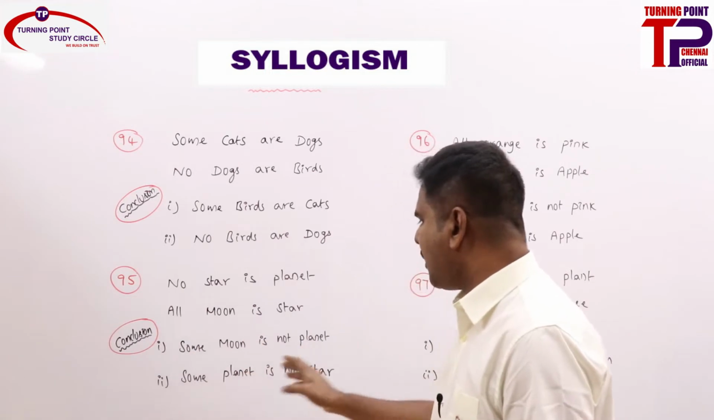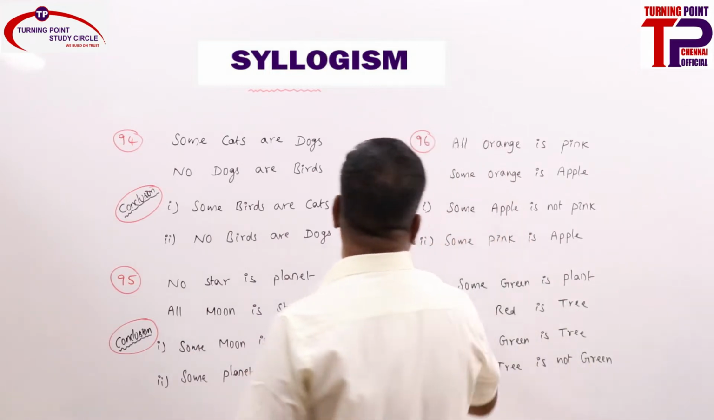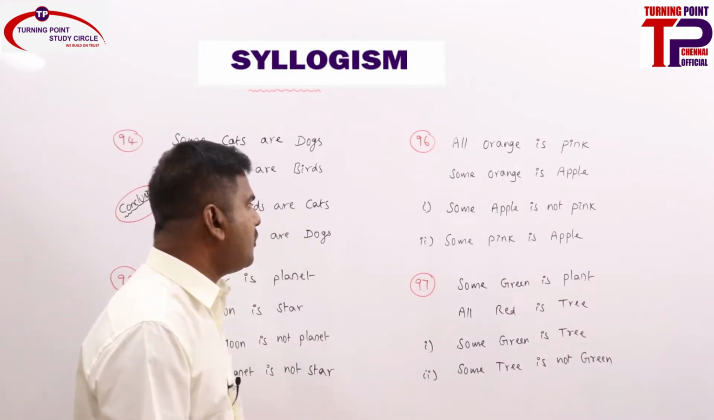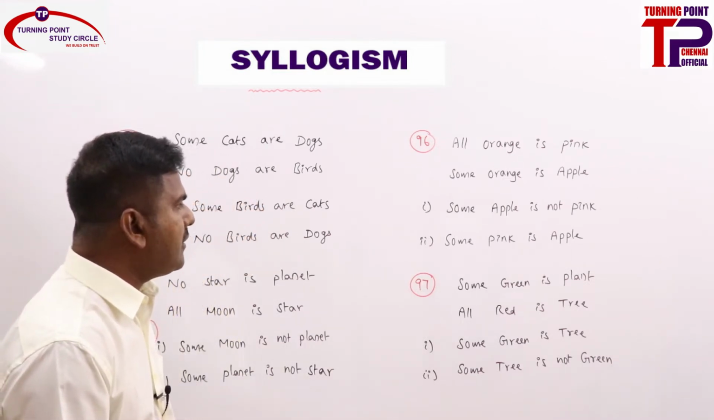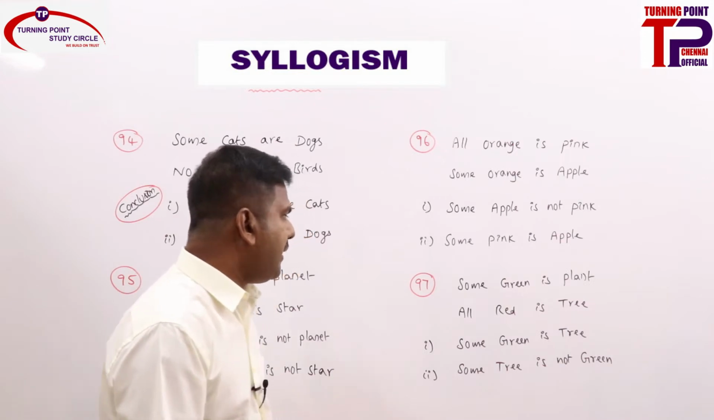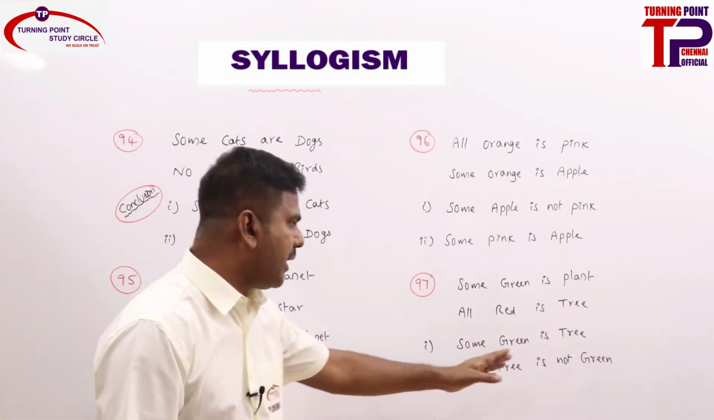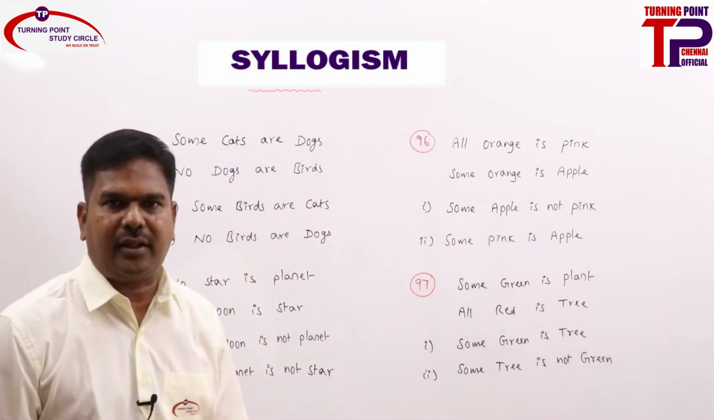Conclusion: some moon is not planet, some planet is not star. 96: all orange is pink, some orange is apple. Conclusions: some apple is not pink, some pink is apple. 97: some green is planet, all red is tree. Conclusions: some green is tree, some tree is not green.